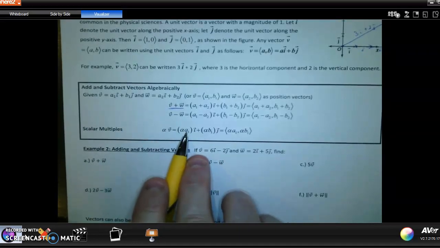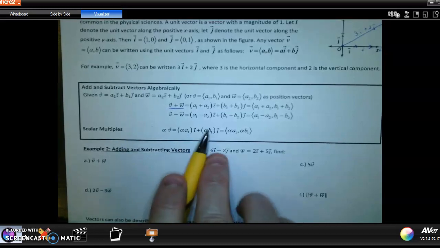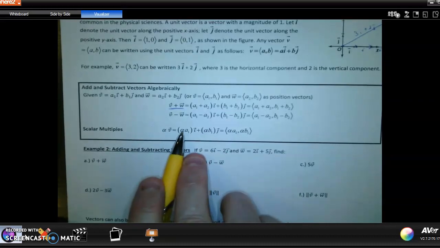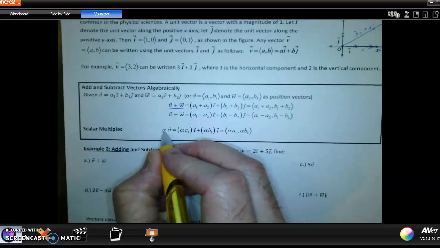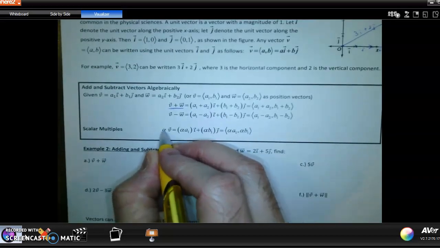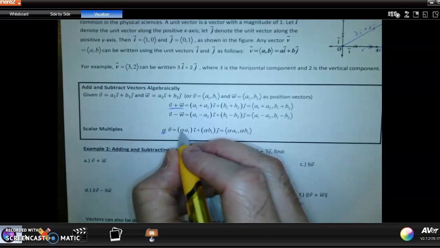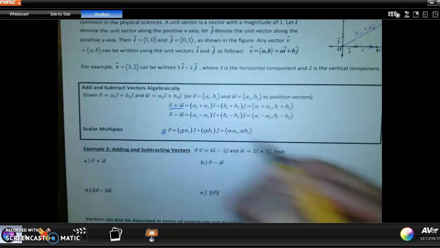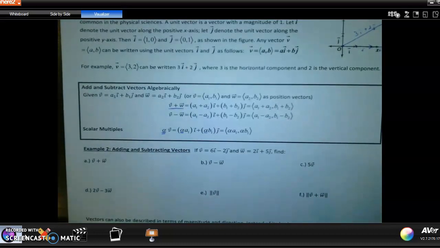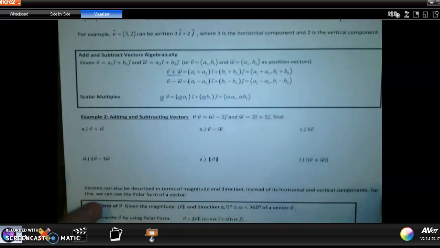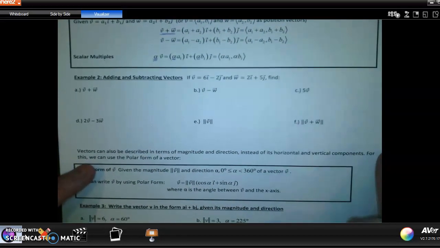You take whatever the x value is, you take whatever the y value is, and you just make sure you multiply both of those by whatever that scalar is. So they're writing the scalar as some number alpha, and they're distributing the alpha in here, and in there, and that's where you're going to get your answer. So this is an explanation. Let me show you some examples, and these are going to be real easy when you look at some examples.